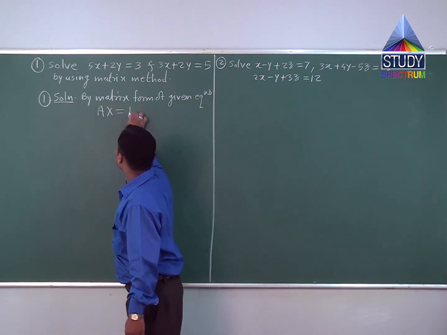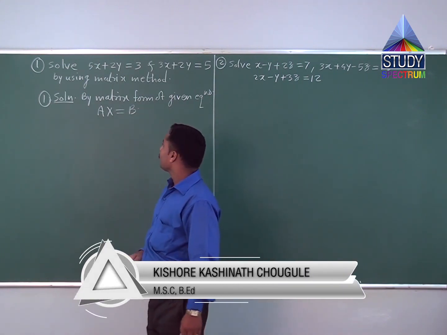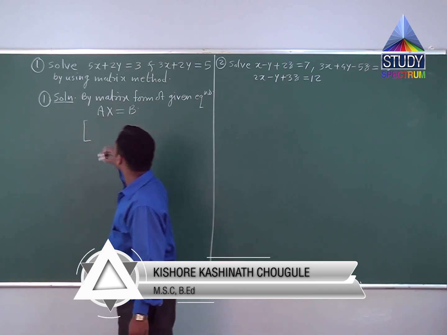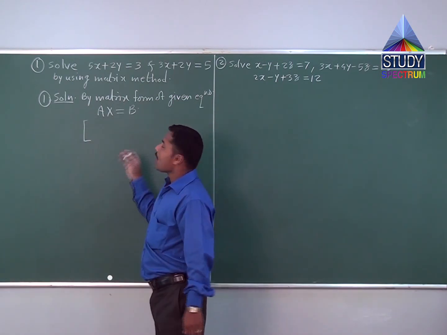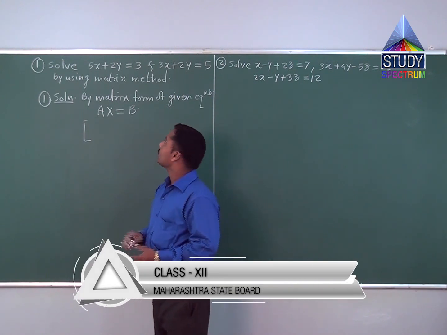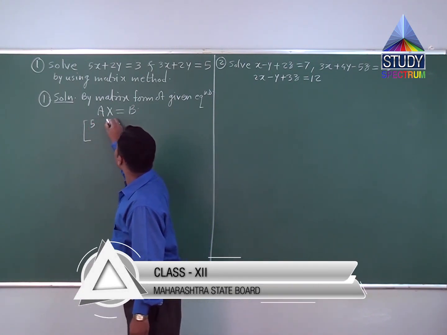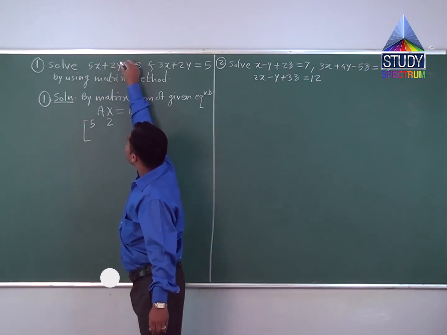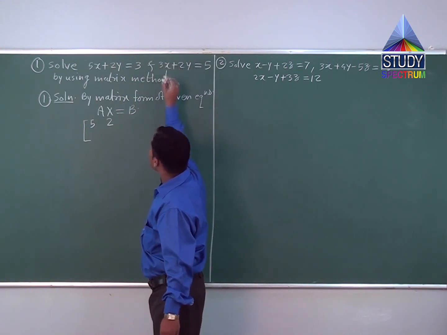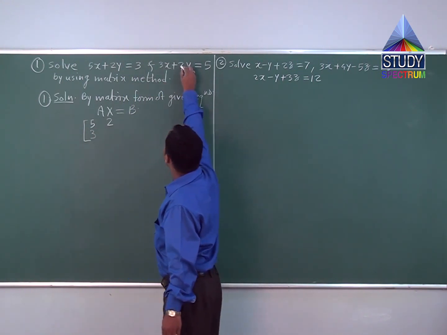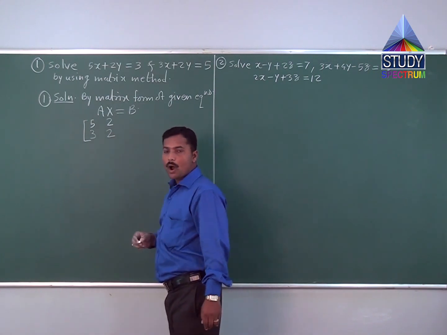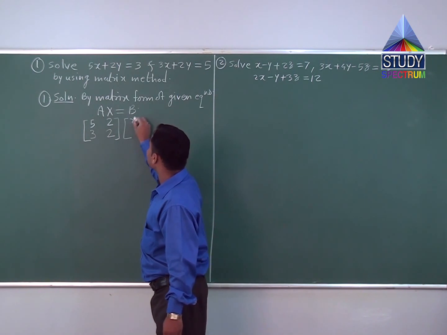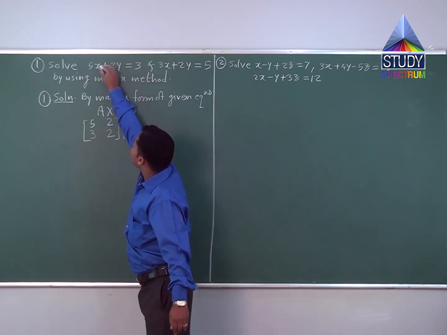The matrix form of the given equations is AX equal to B. Here what is A? A is the matrix of coefficients of x and y. So 5 is the coefficient of x, 2 is the coefficient of y, and again here 3 is the coefficient of x and 2 is the coefficient of y, into x and y as it is.